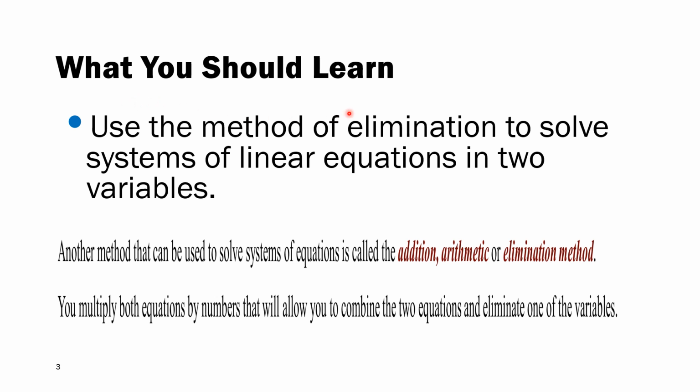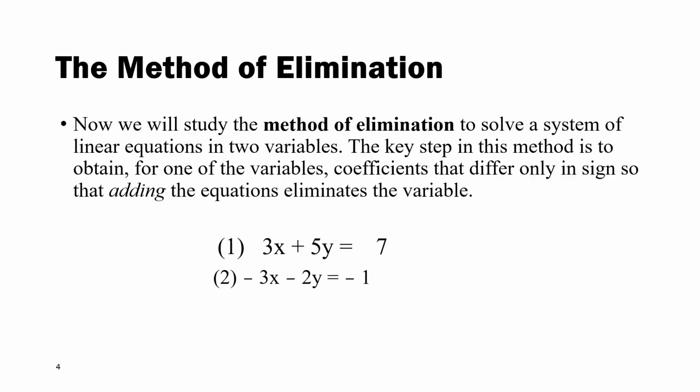All right, what should you learn? Use the method of elimination to solve systems of linear equations in two variables. This is another method that can be used to solve systems of equations, called the addition, arithmetic, or elimination method. You multiply both equations by numbers that will allow you to combine the two equations and eliminate one of the variables. The method of elimination.